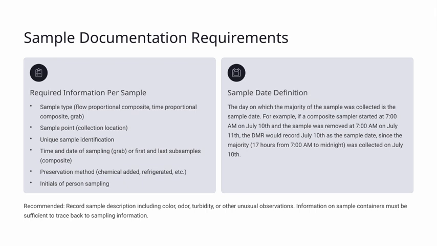Each sample must have a unique identification to distinguish it from others, so make sure to assign a unique ID for every sample collected. Timing is also crucial. For grab samples, record the exact time and date of sampling. For composite samples, note the first and last subsample times. This information helps interpret the data correctly. Preservation methods are another key aspect, whether chemicals were added or samples were refrigerated, for example.